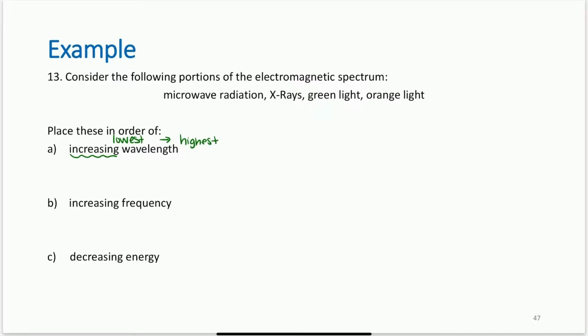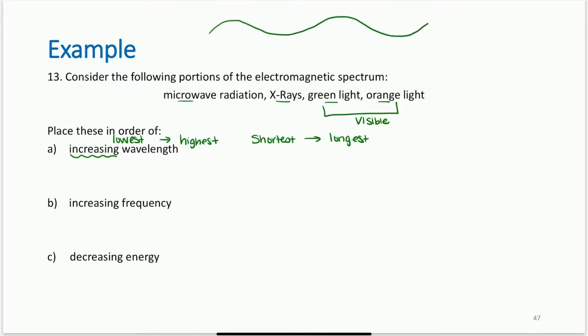And wavelength is a distance, so it's like shortest to longest. So we've got X-rays, green light, orange light, and microwaves. These two are both in the visible region. X-rays are really high energy, which means they have really short wavelengths. Remember, the longer the wavelength, the lower the energy. Wavelength and energy are inversely proportional. Microwaves have really long wavelengths, really low energy.